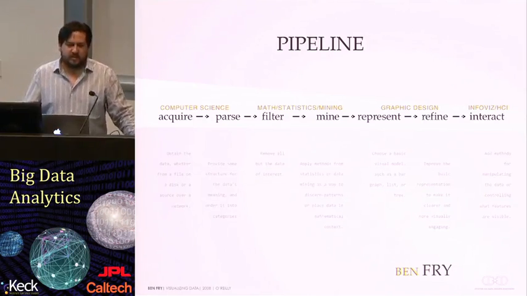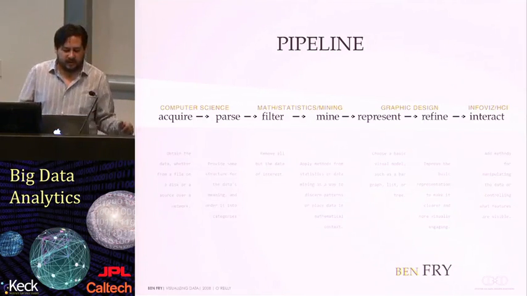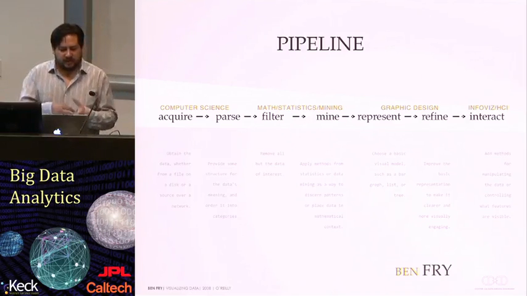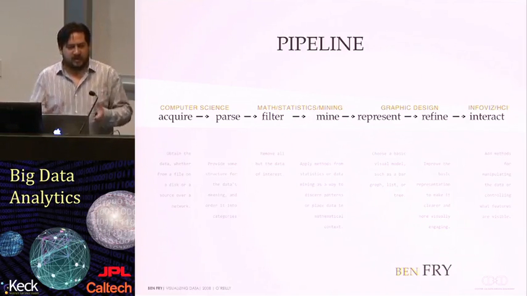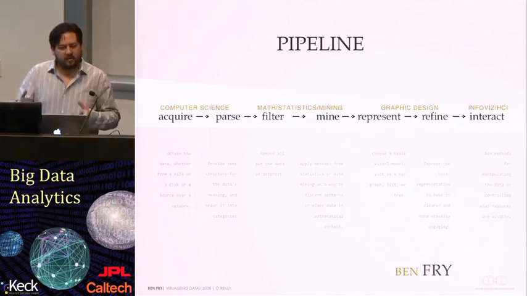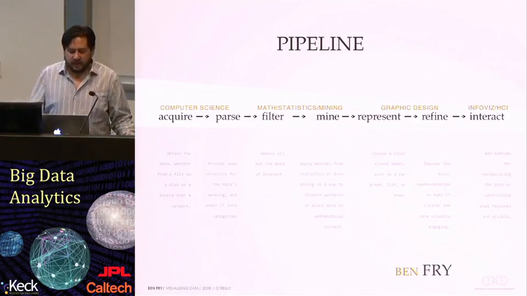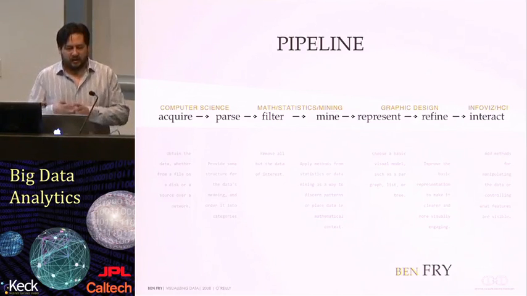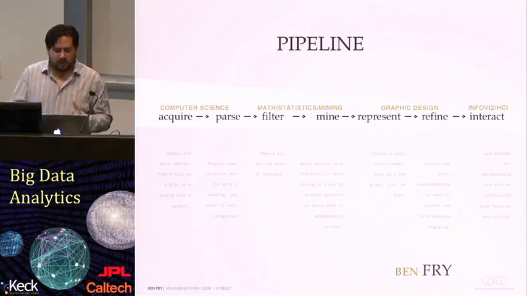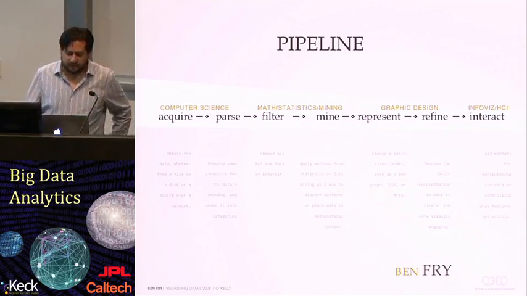Notice that each of these parts actually fall very neatly within different sciences. There's a lot of data acquisition and data parsing that falls within computer science. Filtering and mining falls within math, statistics, and data mining sciences. The representation and refining your representation falls a lot within 2D design and graphic design, while the interaction really falls heavily on human-computer interaction as well as just InfoVis.